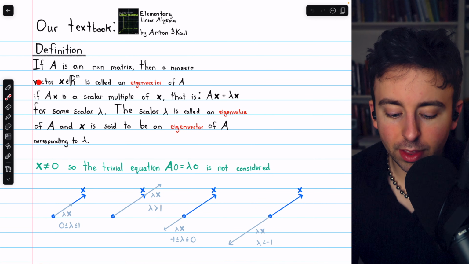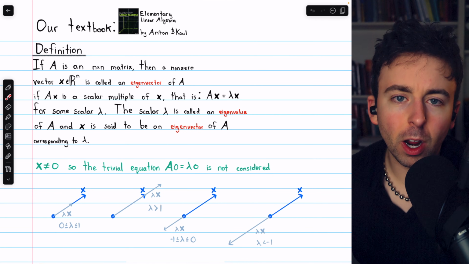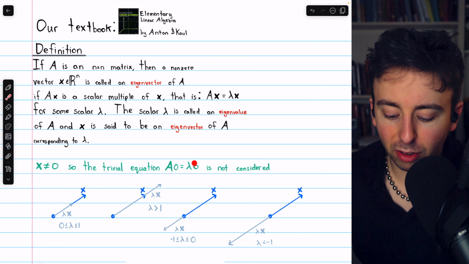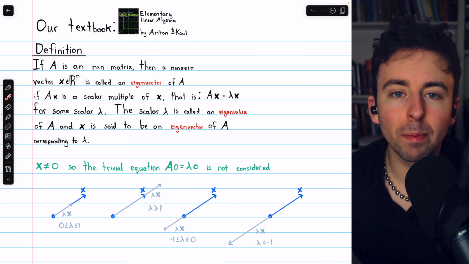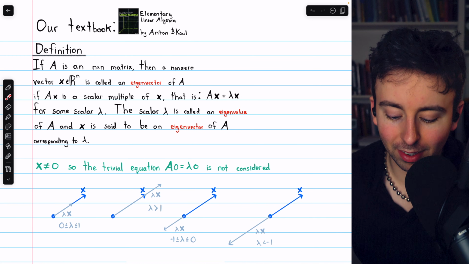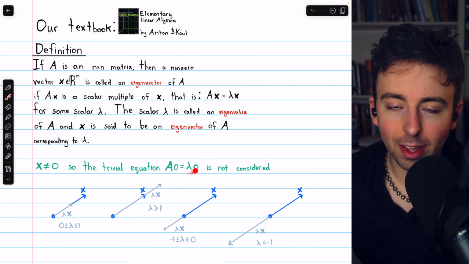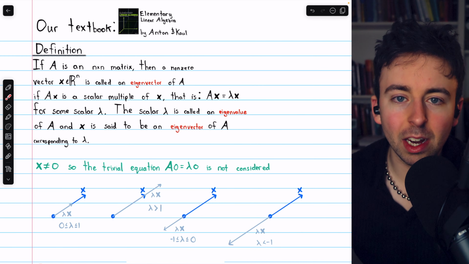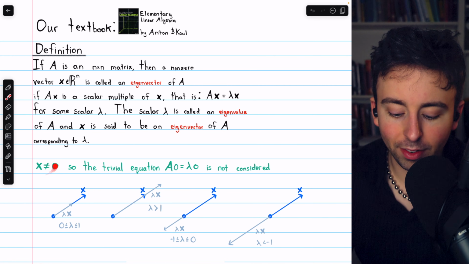Quick note about the definition. We require that the eigenvectors are non-zero so that we don't consider the trivial equation A times 0 equals lambda times 0, since this equation would suggest that every real number is an eigenvalue, because any real number lambda would make this equation true. So we don't have 0 eigenvectors. An eigenvector has to be non-zero.